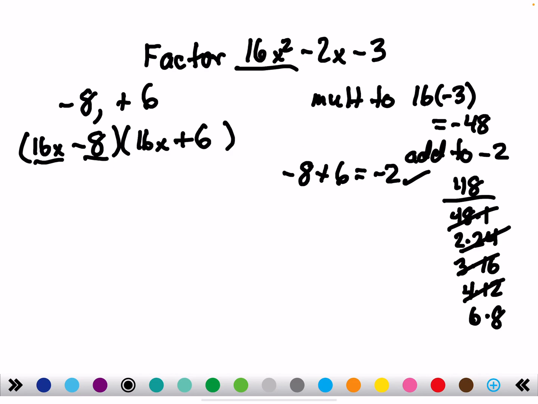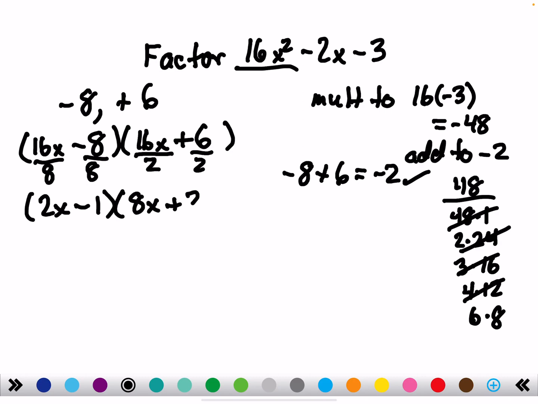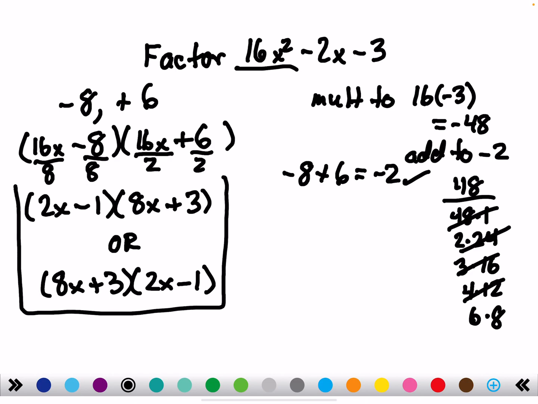Now factor out the greatest common factor from each one. The biggest number that evenly divides 16 and 8 is 8. So that is 2x minus 1. And the largest number that evenly divides 16 and 6 is 2. So it would be 8x plus 3. So this is 2x minus 1 times 8x plus 3, or 8x plus 3 times 2x minus 1. Those are both equally correct answers.